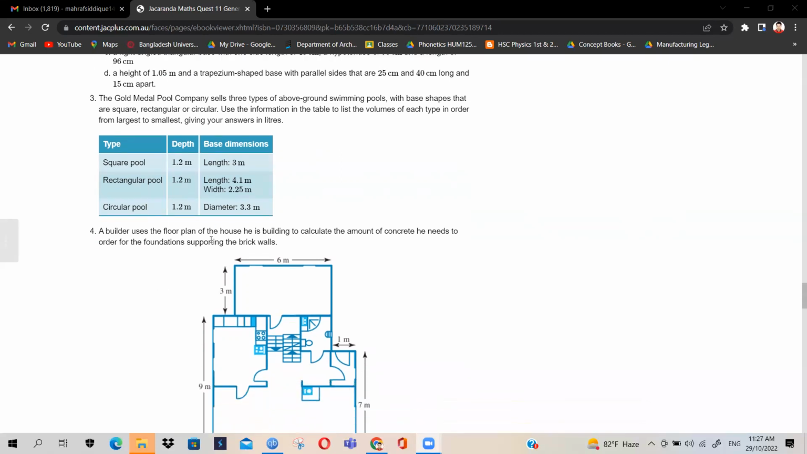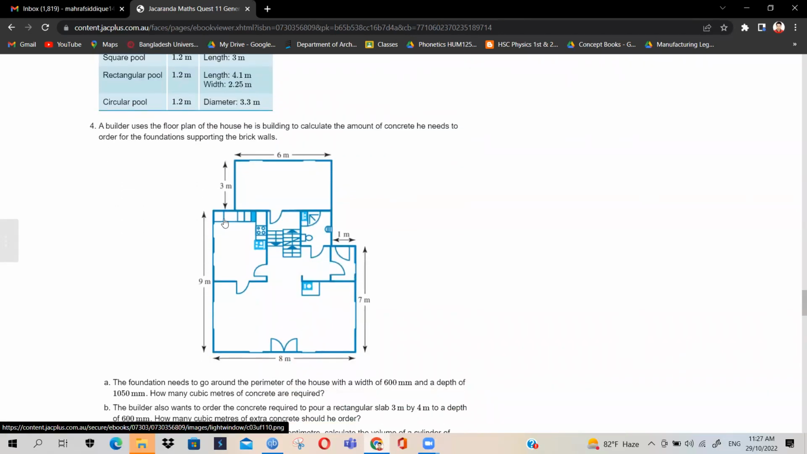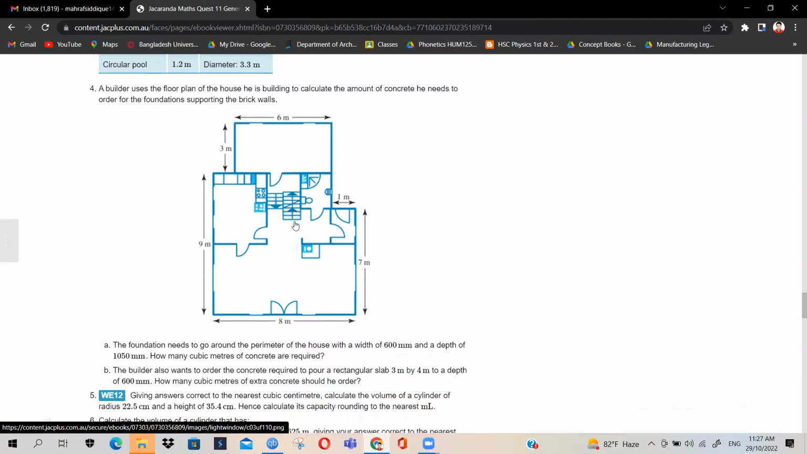Understand my point? In case of circular pool, the volume would be gotten with the formula of sphere. In case of rectangular, you will get the idea from the rectangular prism, and in case of square pool, it would be cube. Okay, so all the formulas are given in that way. Oh my God, it's so detailed.